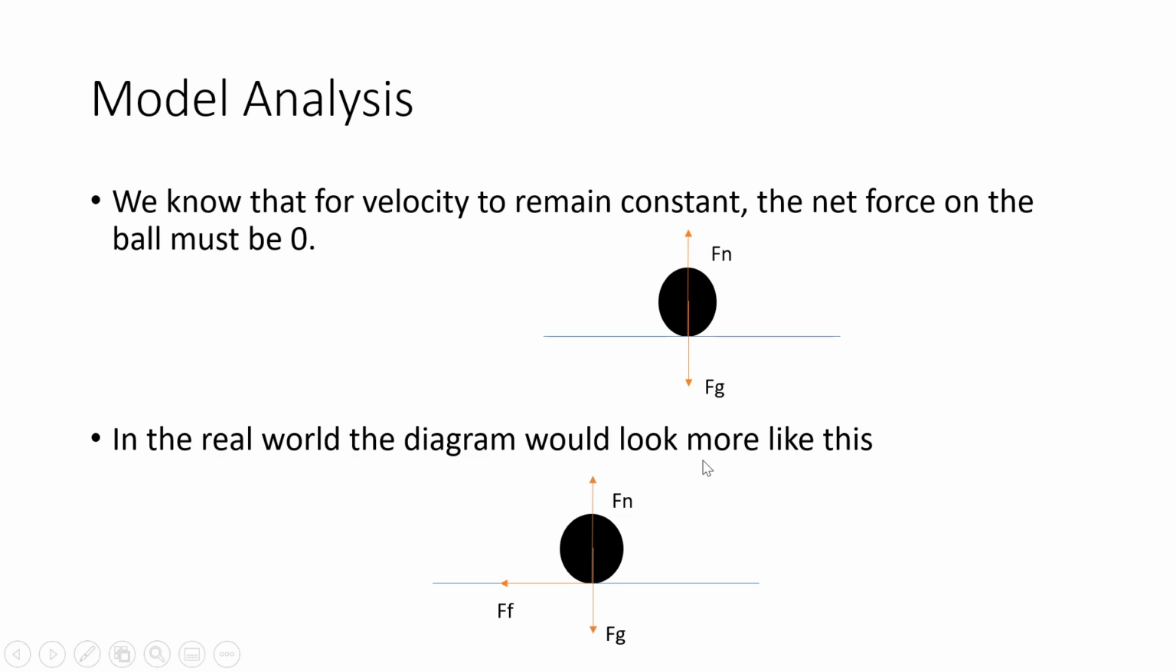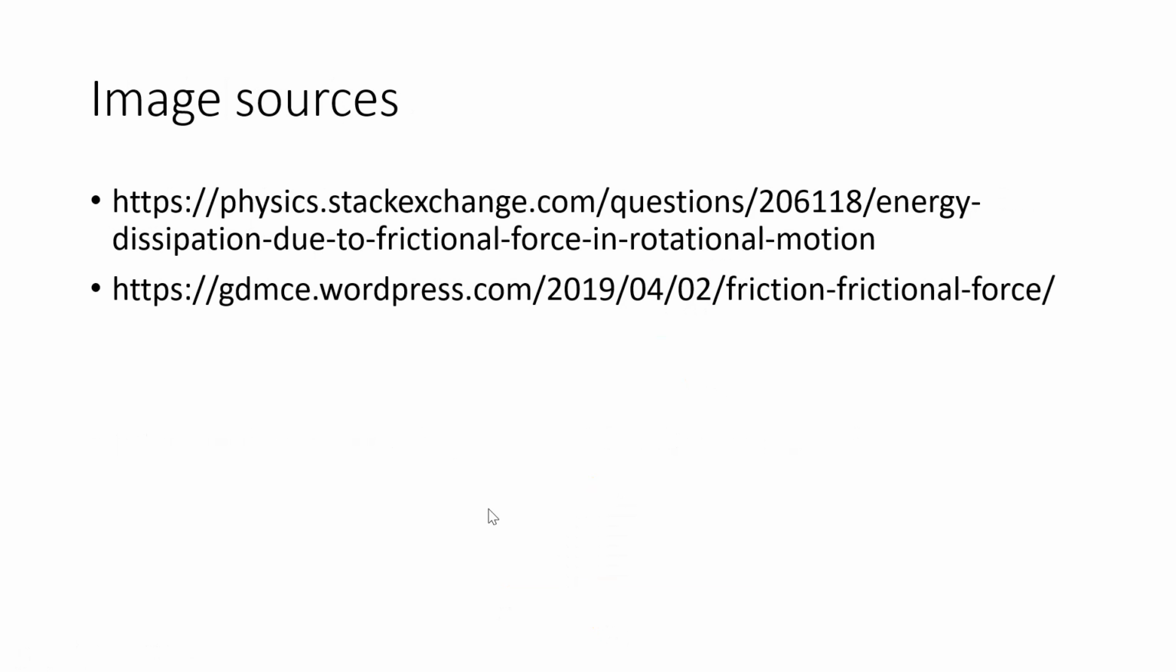But in the real world, there's always friction opposite motion, so the diagram would look like the one on the bottom, and the net force on the object would not be 0, leading to the discrepancy in the data. As you can see, the y forces cancel out, but there's this frictional force in the negative x direction that leads to a change in velocity. And these are the sources I used for my image.